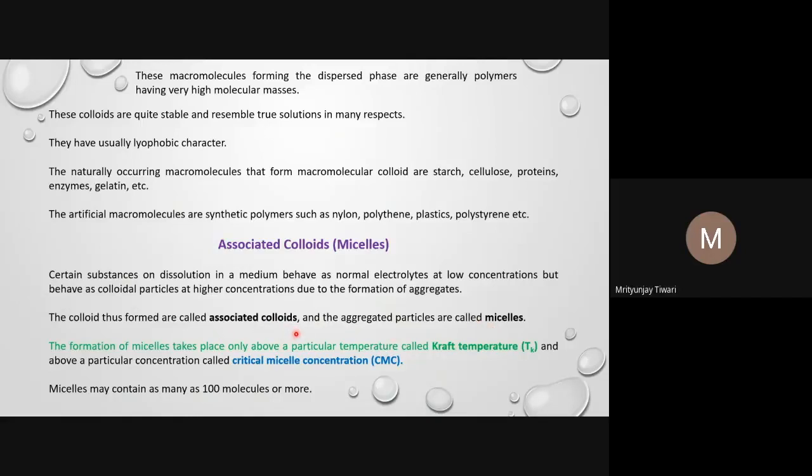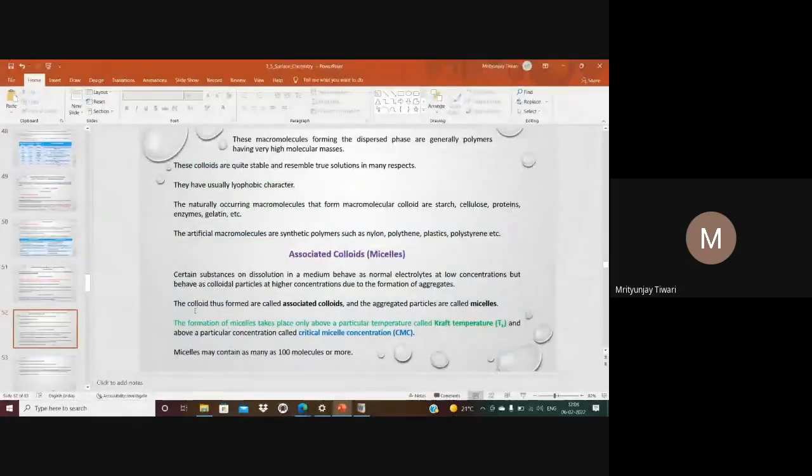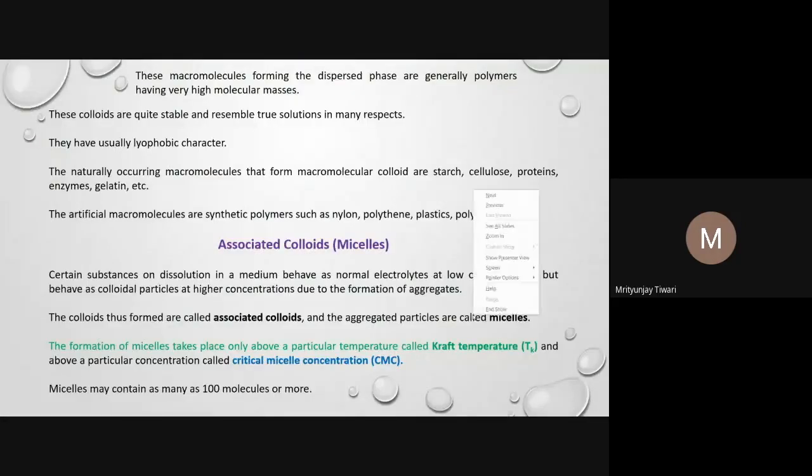The formation of micelle takes place only above a particular temperature, which is called the Kraft temperature. So micelle formation requires a minimum temperature, which we call the Kraft temperature. Above this temperature, micelle formation will happen; below this temperature, micelle formation will not happen. The associated colloid will not form below this particular temperature, and this temperature is called the Kraft temperature.